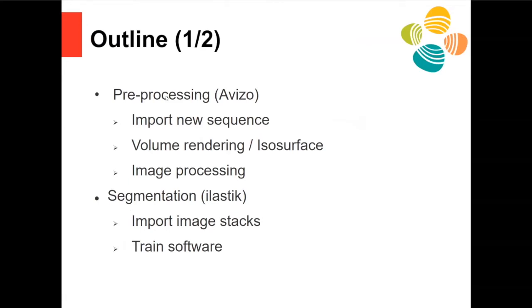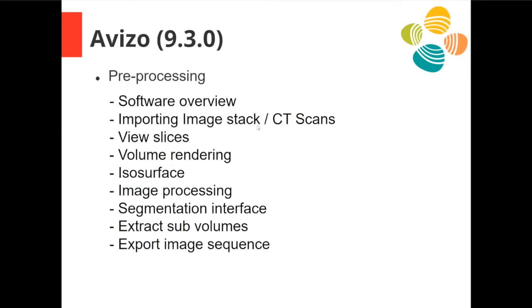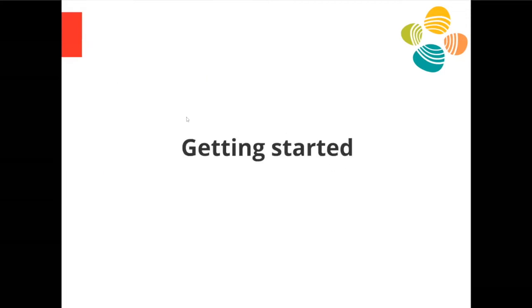So this is what we're going to cover today. We're going to do a bit of Avizo. We're going to import a new sequence, do a bit of volume rendering, isosurface and image processing. So this is the preparation part. Then move into ilastik, import the new stack and train the software, where we get the new labels, and bring it back to Avizo. I am using Avizo version 9.3. I assume most of you may or may not have Avizo, and I am using the older version here. In today's demo we're going to cover the software overview, import a new stack, view slices, and do a bit of volume rendering and image processing. And then we're going to export the image sequence. Okay, so let's get started.